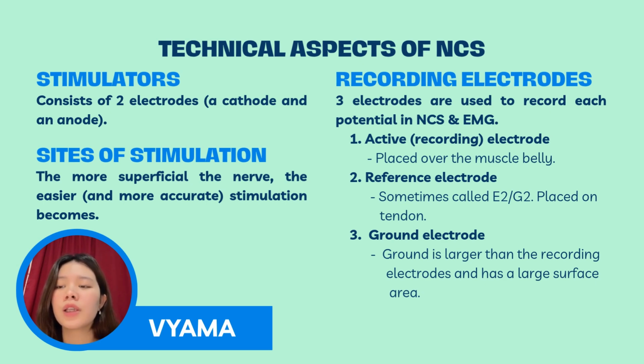Recording electrodes: three electrodes are used to record action potentials in the NCS and EMG. We have the active recording electrode, which is placed over the muscle belly. Reference electrode, sometimes called the E2 or G2, placed on the nearby tendon or bone away from the muscle. Ground electrode. Grounding is important to reduce artifacts. The ground electrode is larger than the recording electrode and has a large surface area.